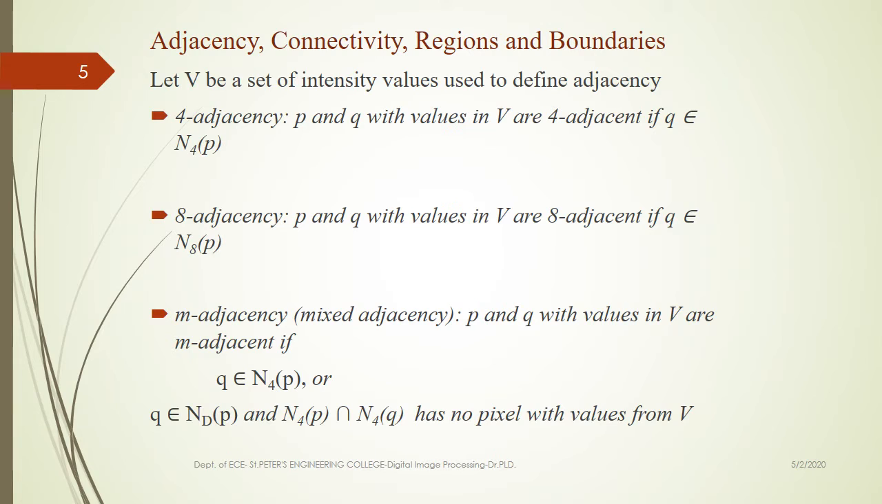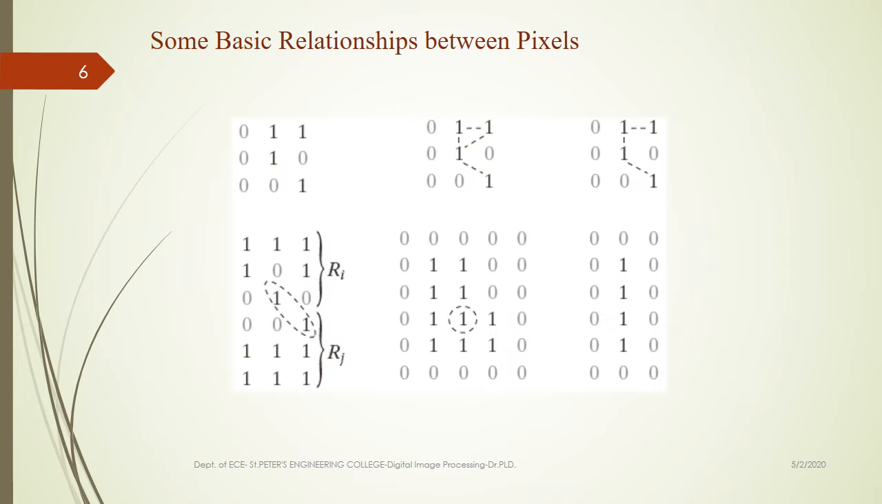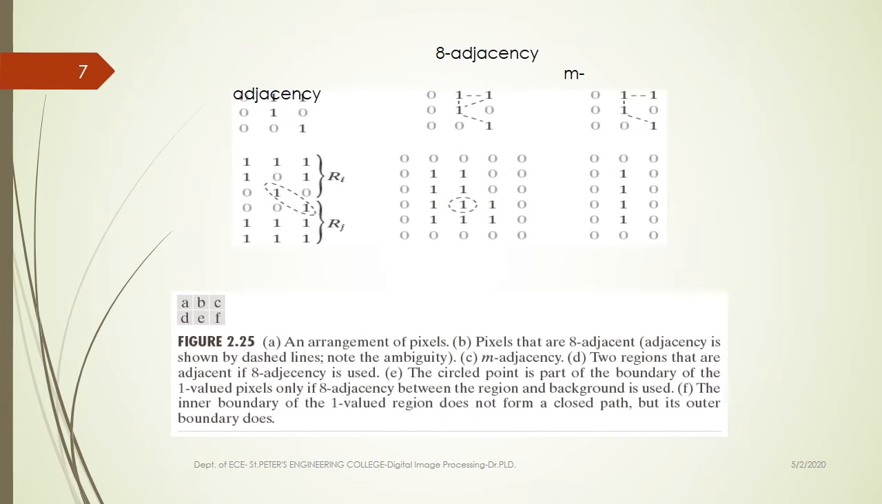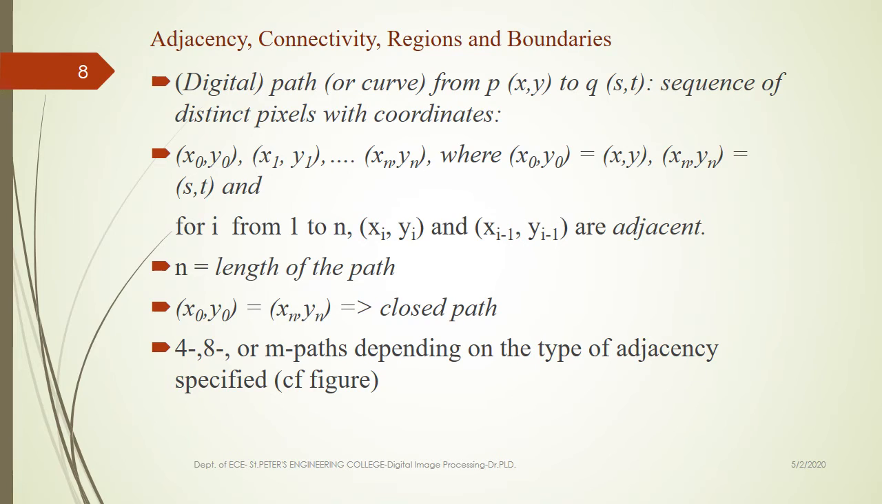We can name it as whether it can form a boundary or not, based on the intensity values of the pixels. These are called the relationships between the pixels. Here a clear information is given regarding these relations between the pixels.